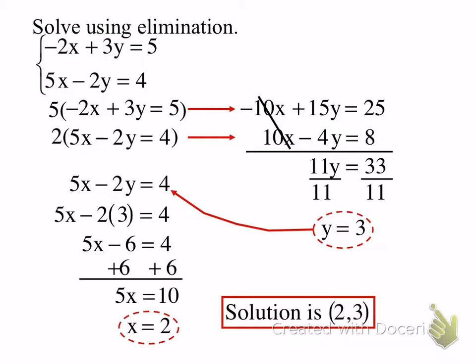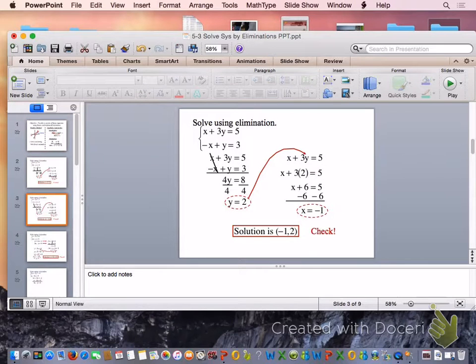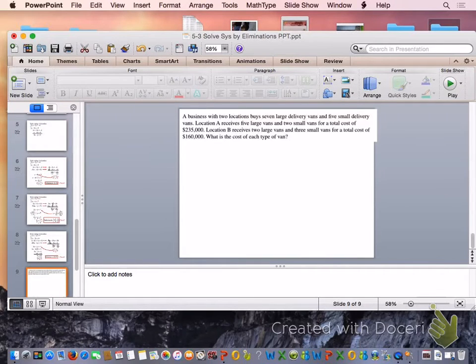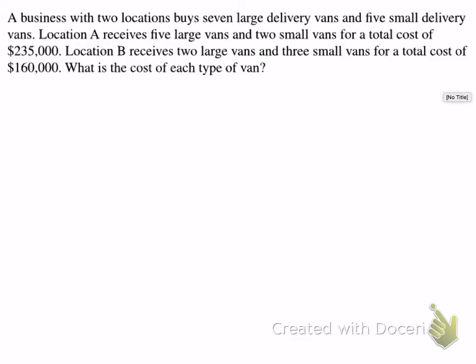Okay? All right. I want to hit this word problem really quick. So, don't worry about it. A business with 2 locations buys several large delivery vans and small delivery vans. Location A receives 5 large vans and 2 small vans for a total cost of $235,000.